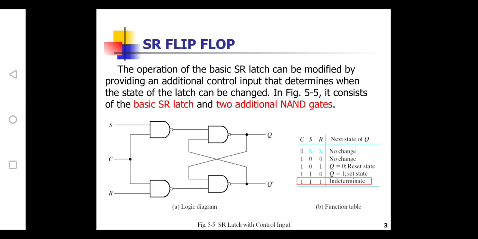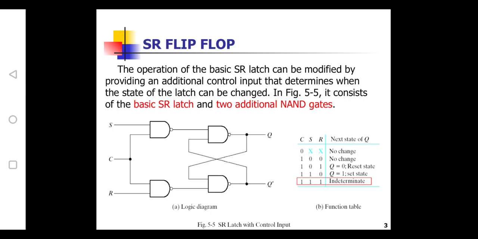Similarly, the next condition is when S is equivalent to 1 and R is equivalent to 0. As the name itself indicates, when S is 1, which is nothing but a set state, irrespective of the previous output, the output is always in the state 1.